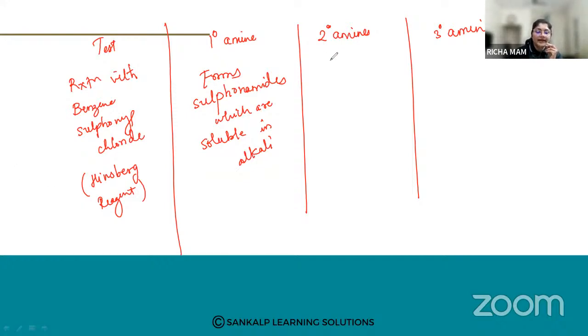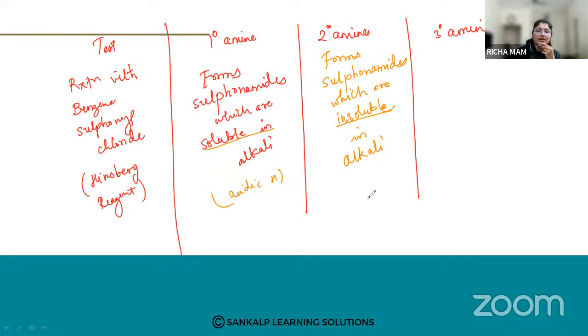Then secondary amines, they also form sulfonamides, but these are insoluble in alkali. So both produce sulfonamides, but this one is soluble in alkali, this one is insoluble. What is the reason? There is an acidic hydrogen atom present in one, and there is no acidic hydrogen atom present in the other. Remember that. And tertiary amines do not react, because there is no hydrogen atom itself. Is it clear?